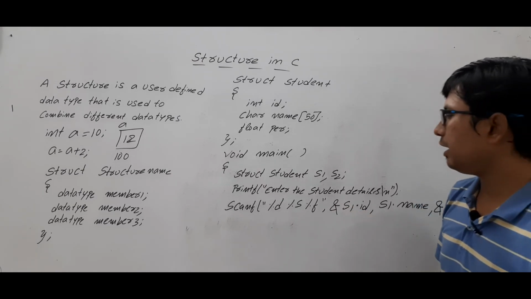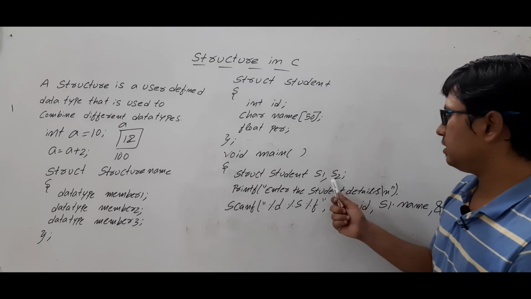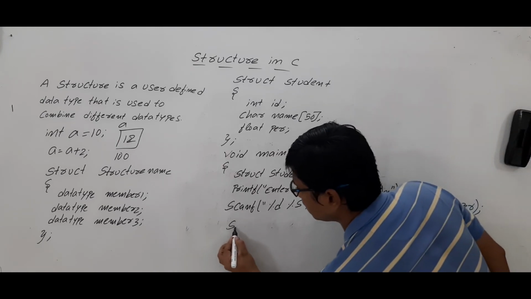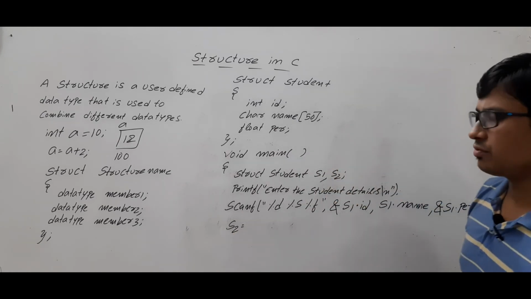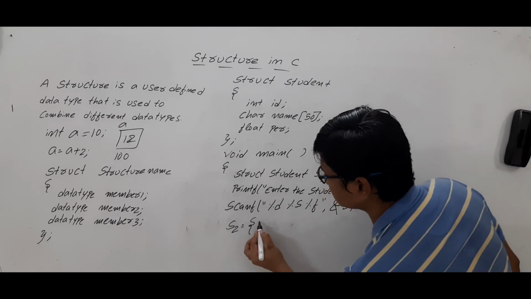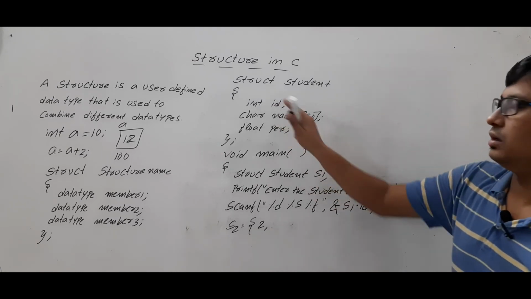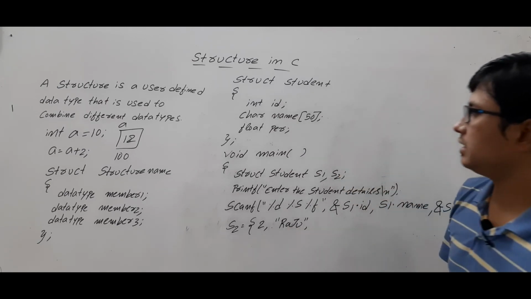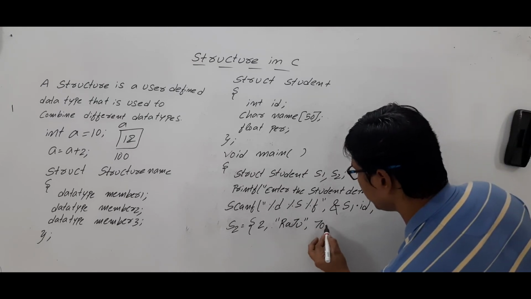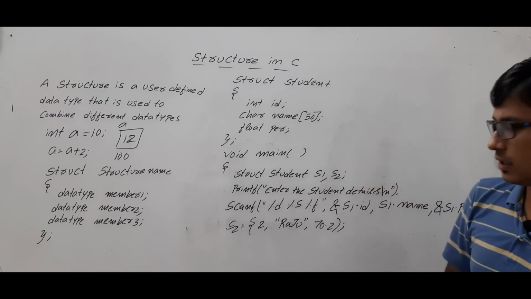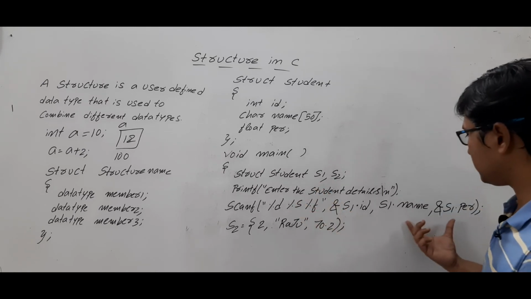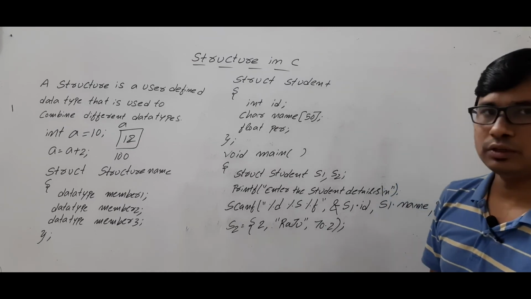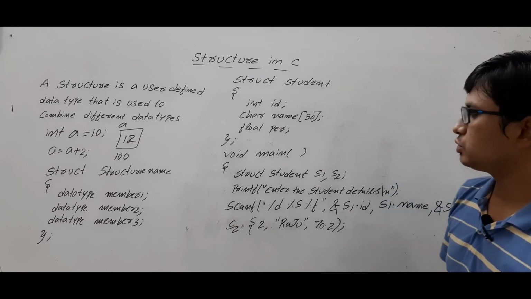Now I want to initialize the values of the structure variable s2 directly without asking the user. I am writing it as 2, which is the id, and the name is, let's take that, Razu. And his percentage is 70.2. Like this also I can do. So I can ask the user to enter the details and store them, or I can initialize like this also.